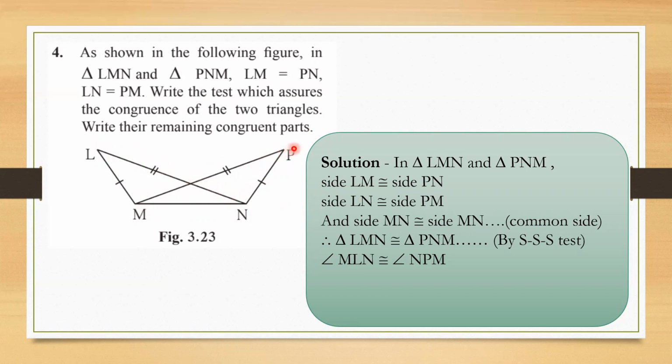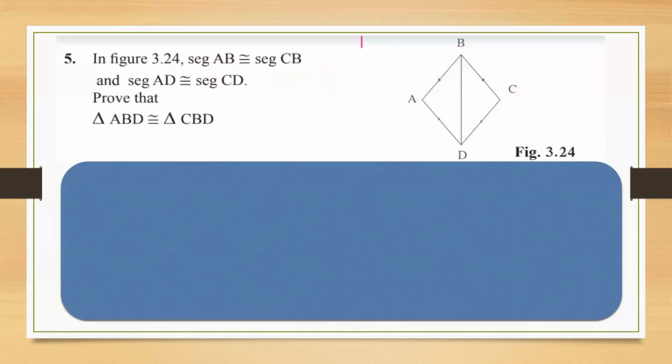LNM is congruent to PMN, right? LMN is congruent to PNM. That is this. I have written here third. And finally this angle. It is LMN is congruent to PNM, which I have written here second. Okay, so the remaining three congruent parts, which were three angles, we have also written. Now let us solve.